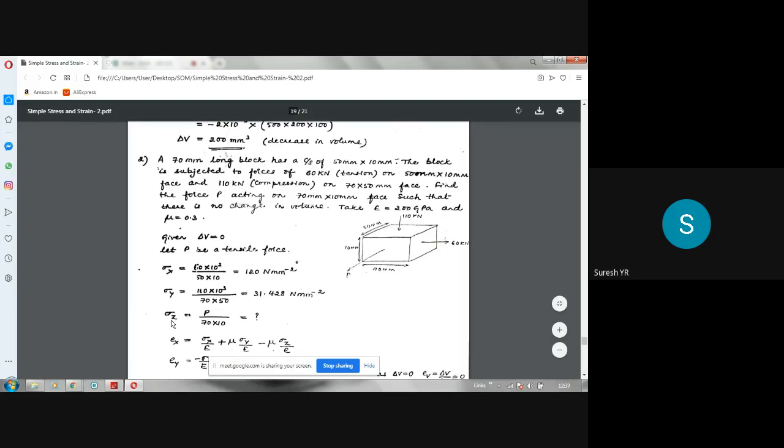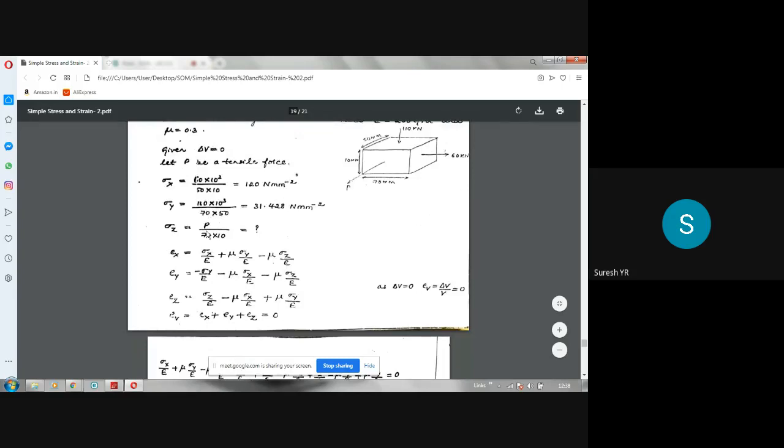C means compressive. Next, sigma Z. We have assumed P as tensile force. Therefore, this will be P divided by 70 into 10, which is unknown. We don't know the value of this. So P divided by 700, something like that you will get. Of course, if you write like this, P will be in kilonewtons. P is in kilonewtons, and it is unknown because P is the unknown thing.